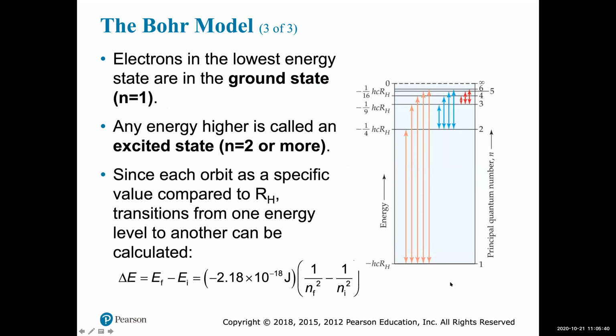In that Bohr model, we said that electrons that are in the lowest energy state are in what we call the ground state. And in this diagram, that's n equals 1. And we'll learn in a moment what that n stands for. Any energy level higher is called an excited state, and that can be 2, 3, 4, whatever. And we can do some calculations around these energy levels using the constant and then the difference in the quantum numbers.